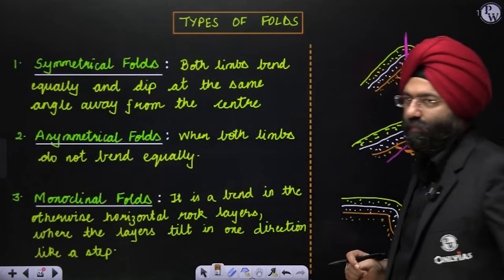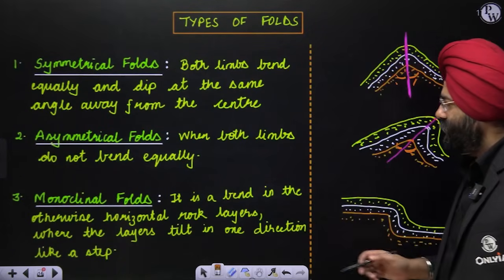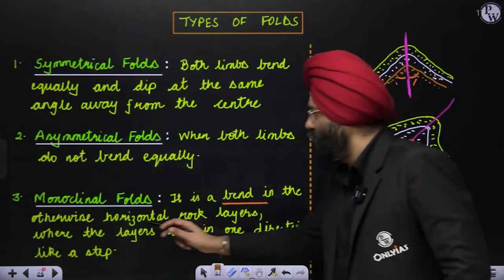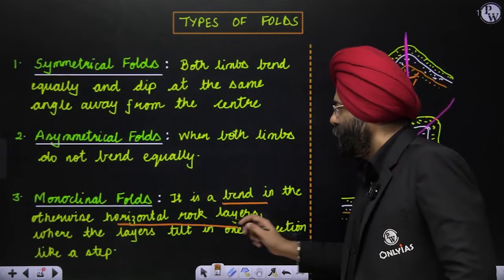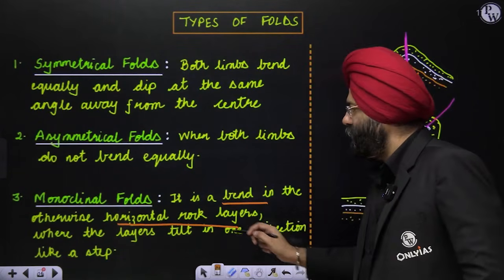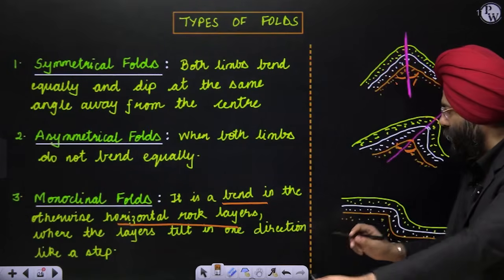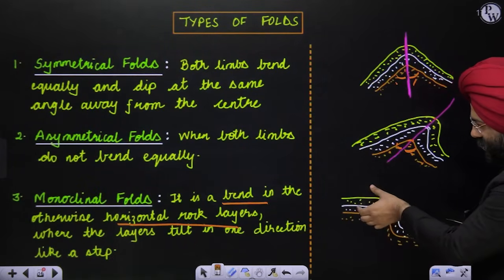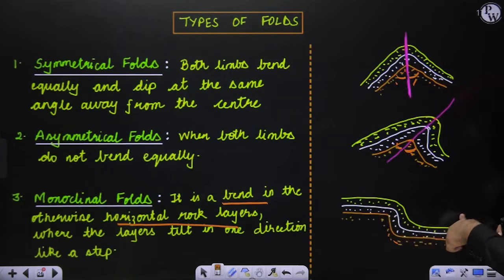Next, monoclinal fold. It is a bend in the otherwise horizontal rock layer where the layer tilts in one direction like a step. It was otherwise horizontal, but the force exerted on it has formed it like a step. So, this is known as a monoclinal fold.